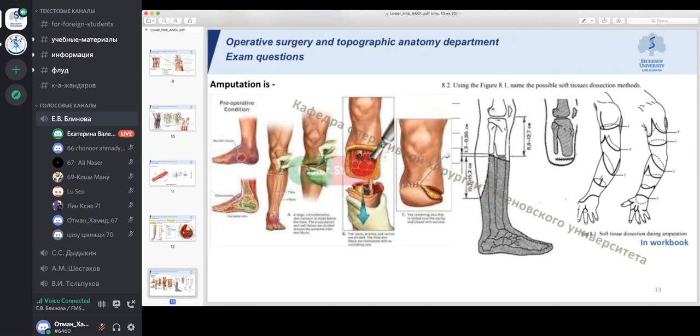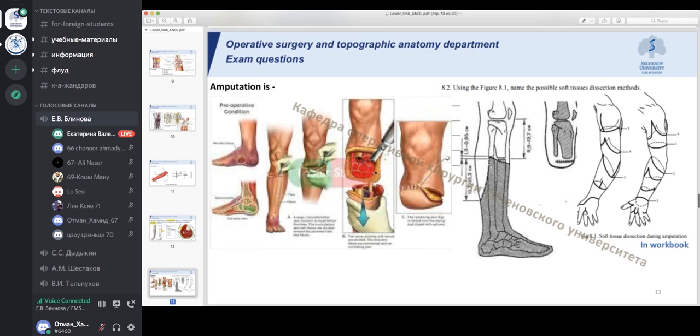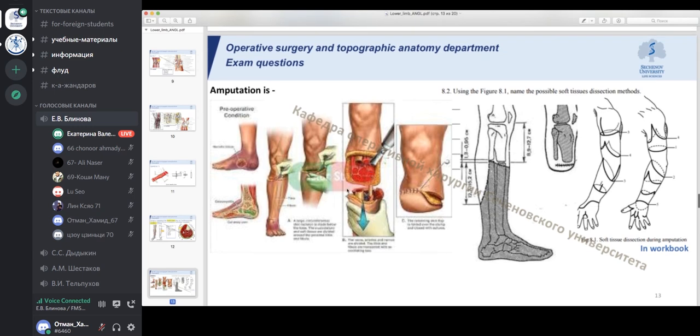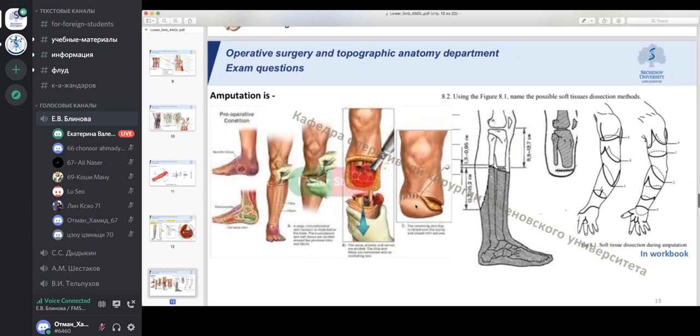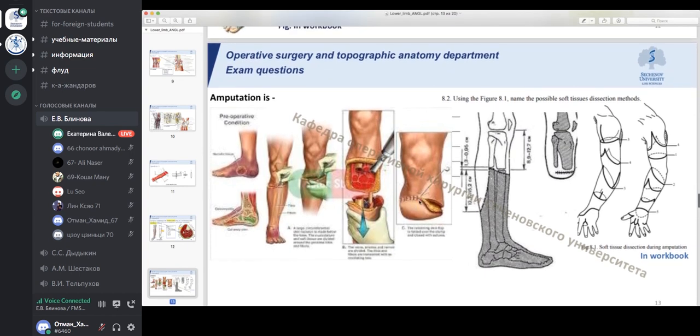And the last stage is the forming of the stump. You should close the bone with the proper fascia, and above you should stitch the muscle of the posterior compartment with the anterior and lateral compartment. And after that, stitch skin and subcutaneous tissue using interrupted or mattress suturing.